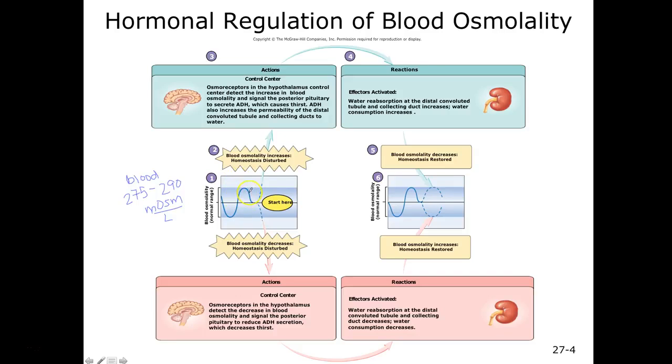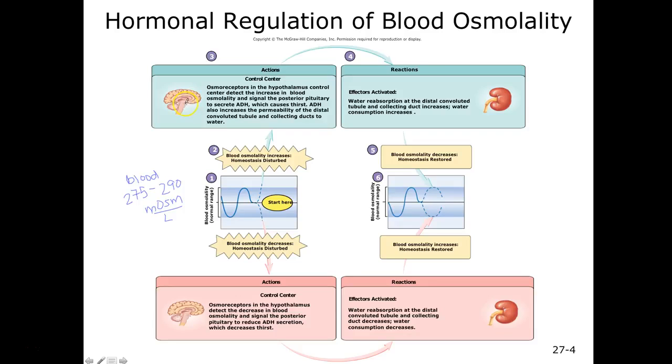But anyway, if we are at homeostasis and then we start to see an increase in blood osmolality, too many solutes within our plasma, within our blood, then we are going to trigger that hypothalamus, the osmoreceptors within the hypothalamus.